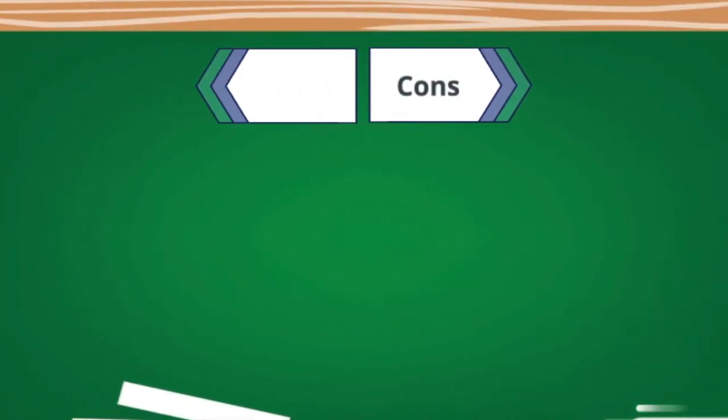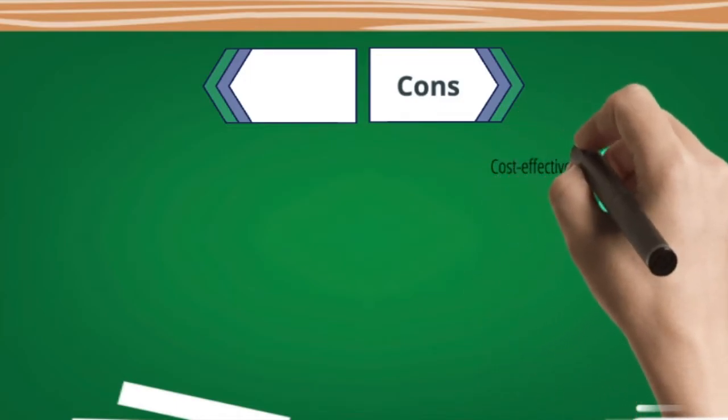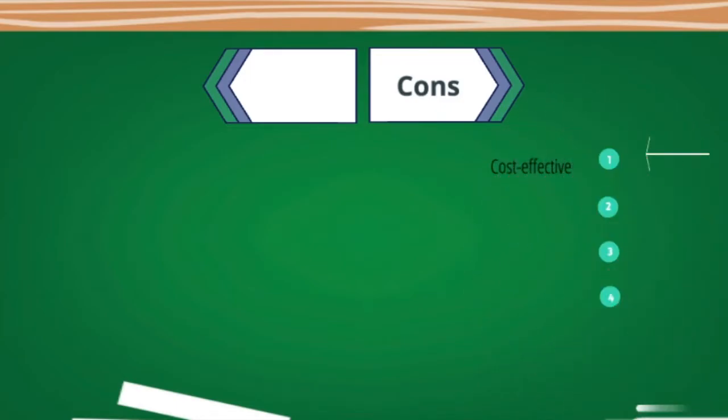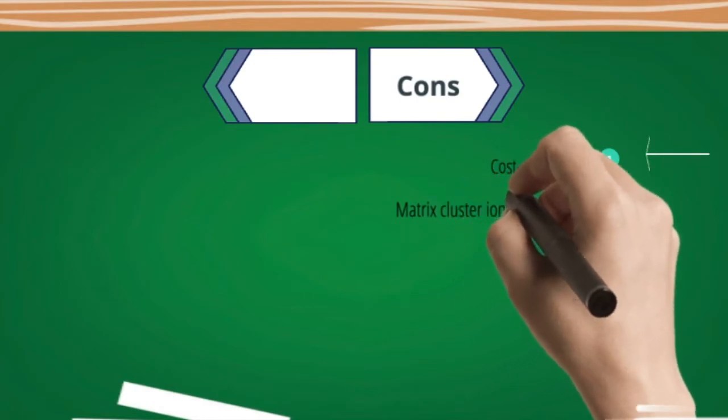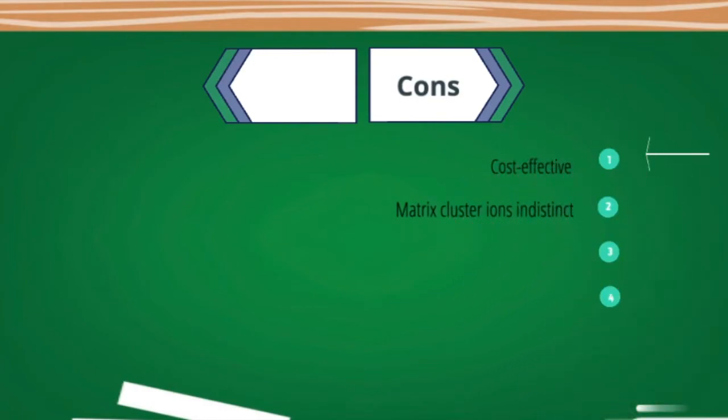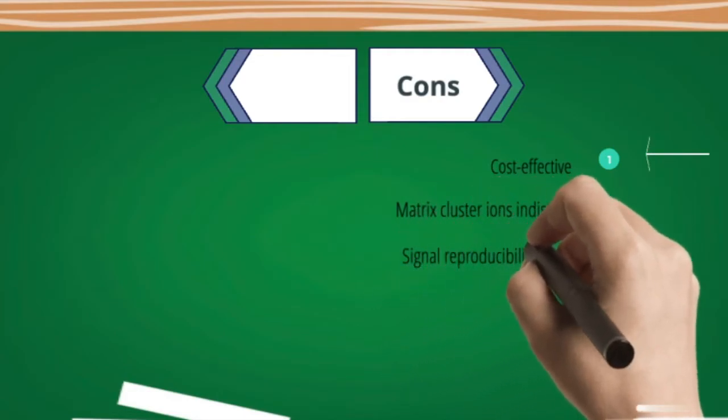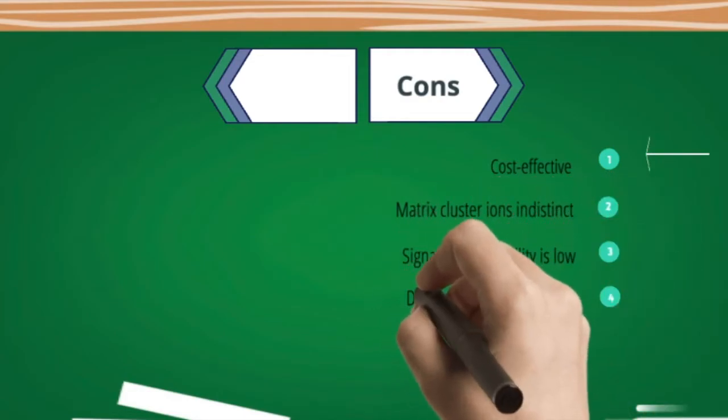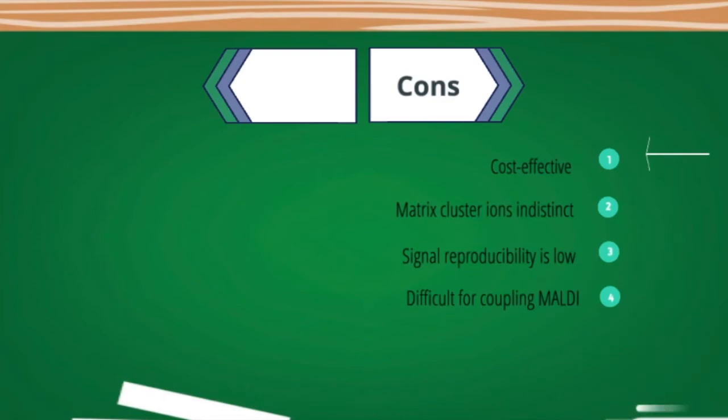For the cons, MALDI-TOF is a costly analyzer, so it is not cost effective. Multi-charged ions are present at less than 600 mass-to-charge species. Signal reproducibility is low. Difficulty coupling MALDI with chromatography.